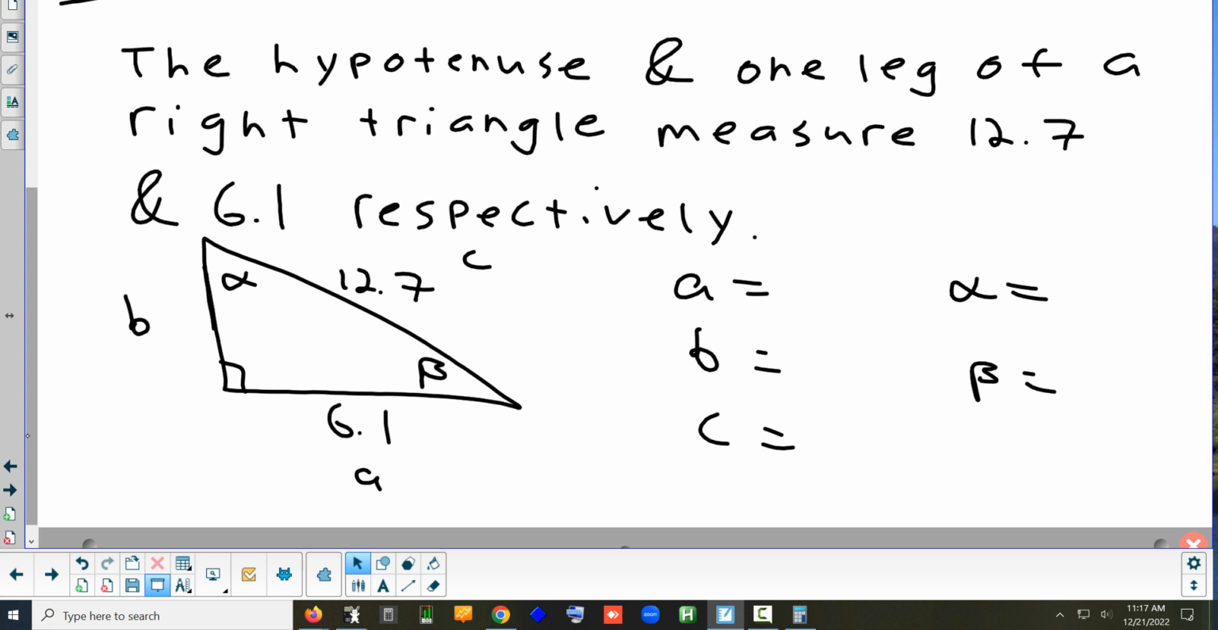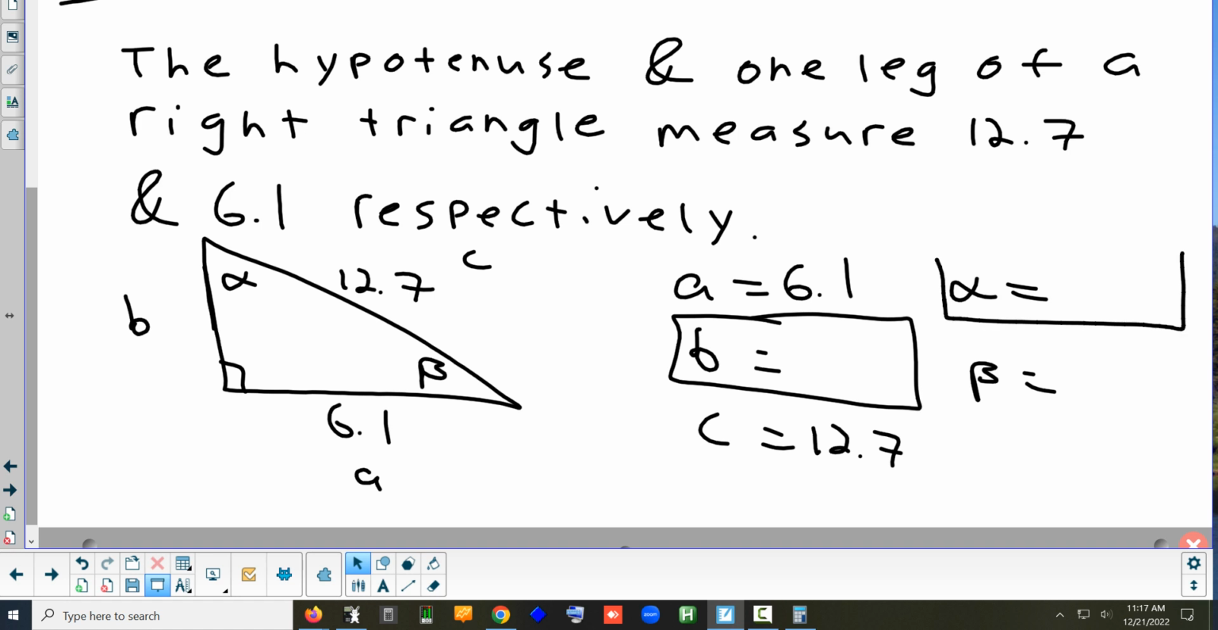Okay, so the way we labeled it, do we know A? Yes. What is it? 6.1. How about B? We don't know that. How about C? We know that one. Alpha and beta? We don't know. Now, there's something here that I'm okay with if we do it this time, but I wasn't okay with last time. What do you think I'm okay with you using now?